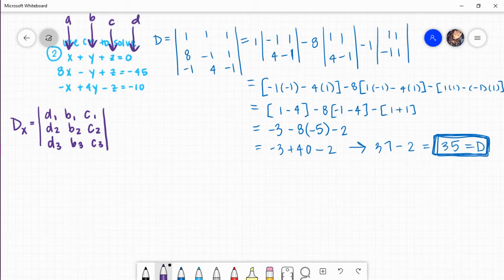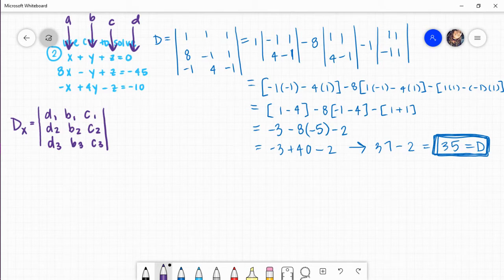So to find x, we're going to take d sub x, and we're going to plug in all of these values based off of what they are in the original equation, and then we're literally going to do what we just did right here, okay? So that's how to find the determinant of x.